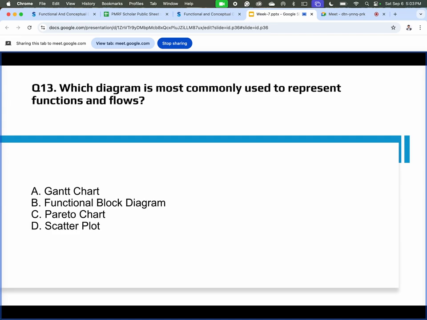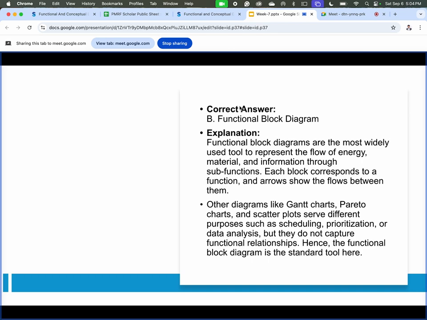Other charts like Gantt or Pareto are valuable but serve different purposes. Gantt charts are for project scheduling, Pareto charts for prioritization, and scatter plots for data analysis. None of them capture functional flow as effectively as a block diagram. So the correct answer is functional block diagram.